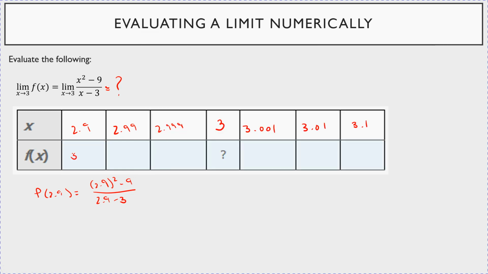I'm just going to save a little bit of time here. If you plug this into your function, literally, if you go f of 2.99, you would end up getting 5.99.